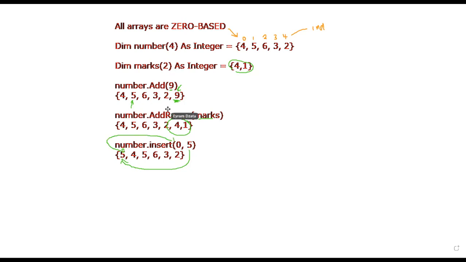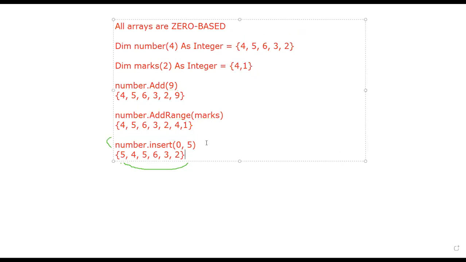Then, like I said, the remove. If we say number dot remove 4, what it's going to do is take 4 out of our list, and we'll end up getting this: 5, 6, 3, 2.